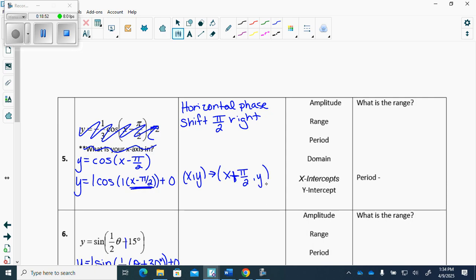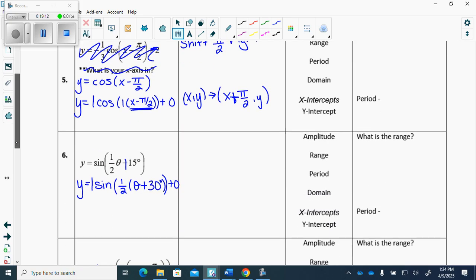Now, the period of this graph would be, is there a horizontal stretch at all? Is there a b value? No, so the period is 2 pi, right? And why would I know it's 2 pi and not 360? Because C is actually in radians.